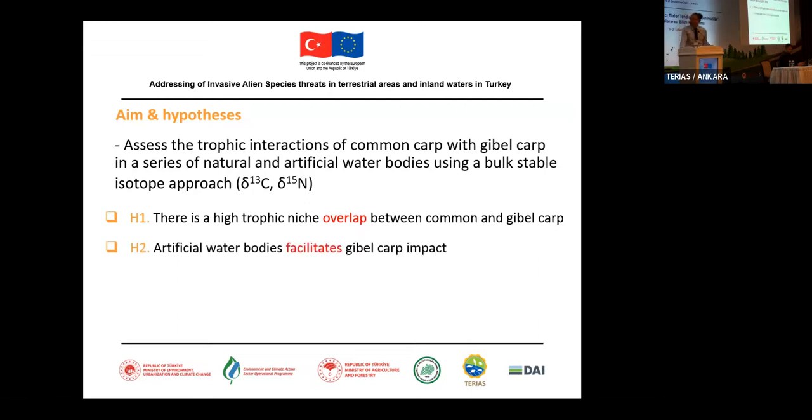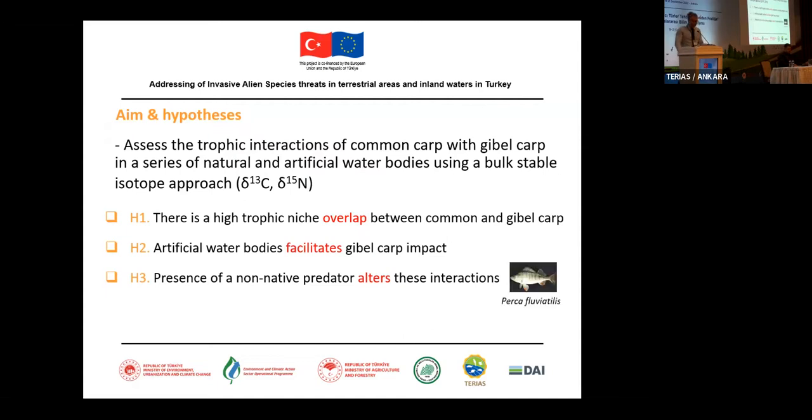Then the second one: artificial water bodies facilitate the gibel carp impact. The third one is that the presence of a non-native predator alters these interactions. In this case, this is perch, Perca fluviatilis, as a top predator of these newly, especially established reservoirs. It's quite commonly introduced by anglers because it's a quite popular fish for anglers. And a final hypothesis is that the common carp favors the absence of gibel carp.